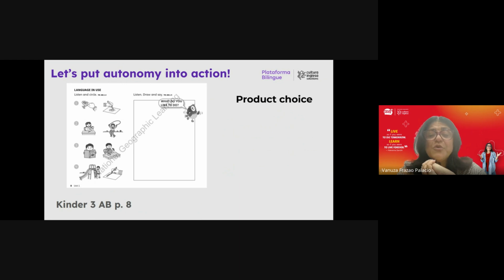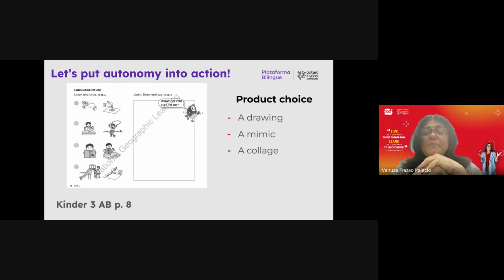In terms of product choice, you have your students choose the final product of the task. So for example, in this activity, this is a Kinder 3 activity, students have to produce a drawing. This is the drawing is the final product, right? Now, you can also have them deliver a mimic play, for example, or a collage, right?